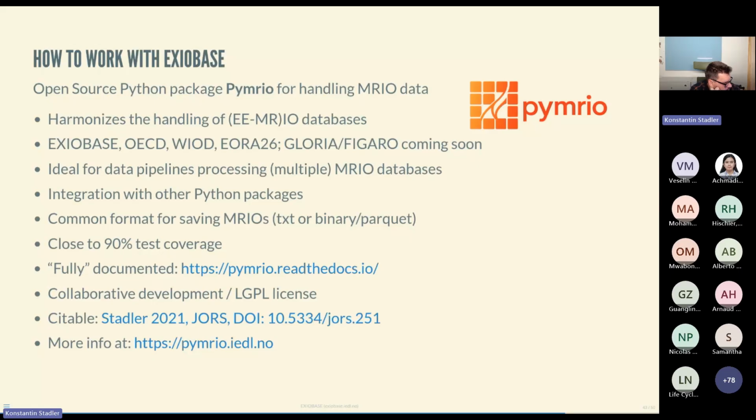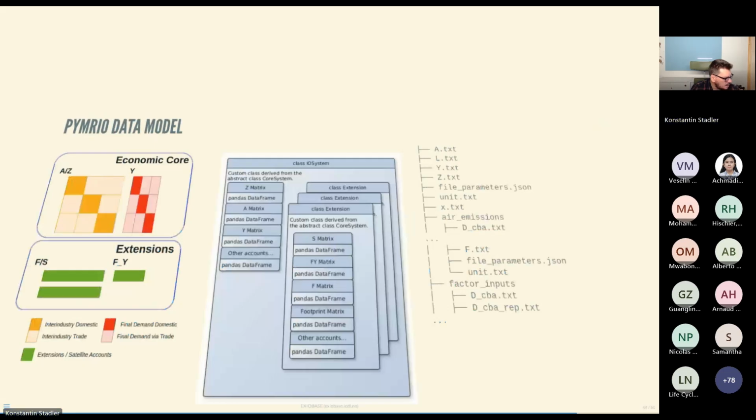It is ideal actually if you want to do multiple MRIO analysis in a row for scenario analysis and so on. But you can, of course, also just use it for a single MRIO analysis. I try to have it fully documented. It's never fully documented, but to a large degree. And it's also open for collaboration for any other contributions to the data.